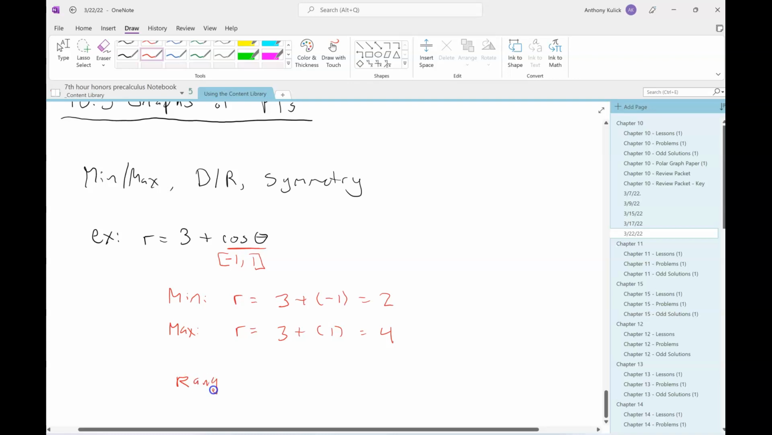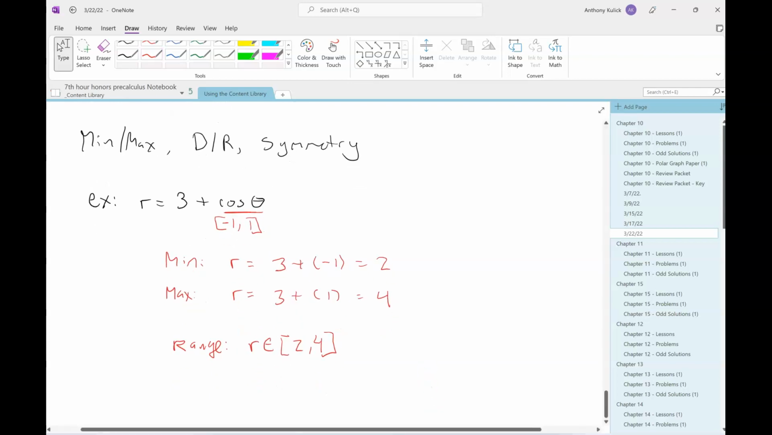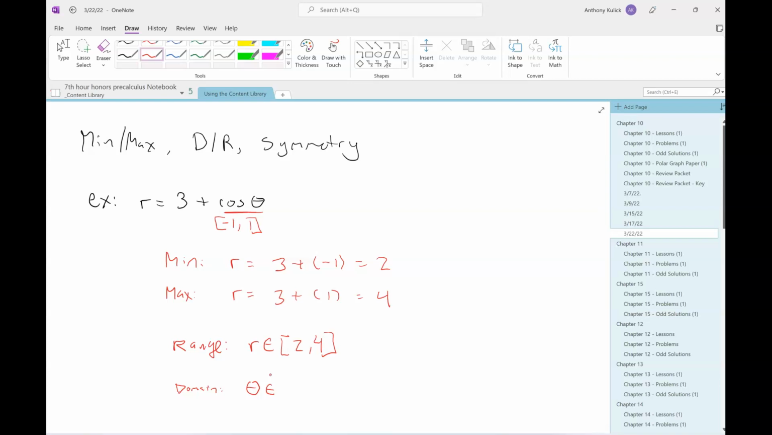So that tells me the range for my polar function just goes from 2 to 4. Those are my values for r. Okay. And then my domain, what is the input for this polar function? It's thetas. So the domain for this polar function is going to be the same as the domain for cosine, because that's all I'm plugging my thetas into, that cosine function.